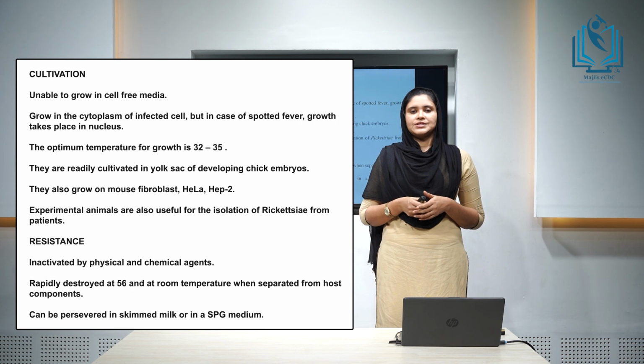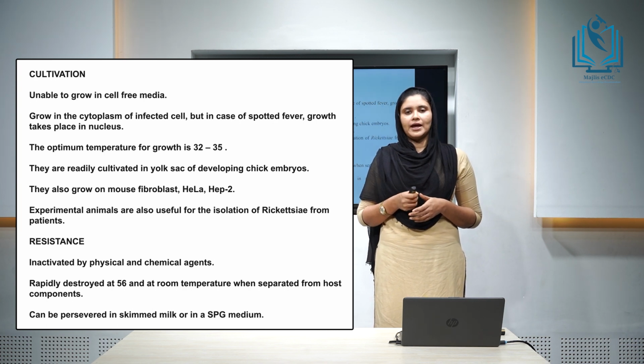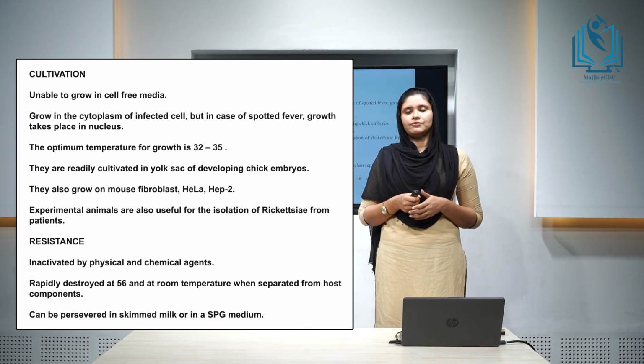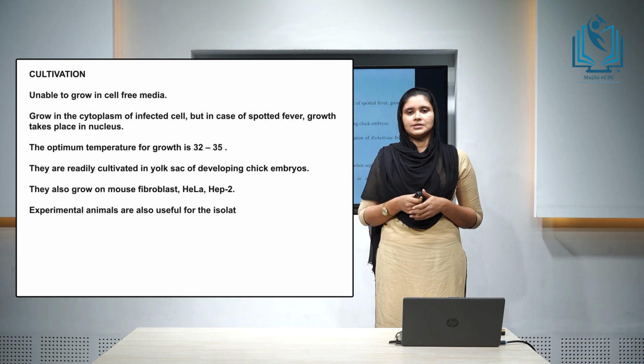These Rickettsial species can be inactivated by physical methods like heating, drying, etc., as well as chemicals like common antibiotics and antiseptics. They can be readily destroyed at 56 degrees Celsius and at room temperature when they get separated from the host body, because they are obligate intracellular parasites.